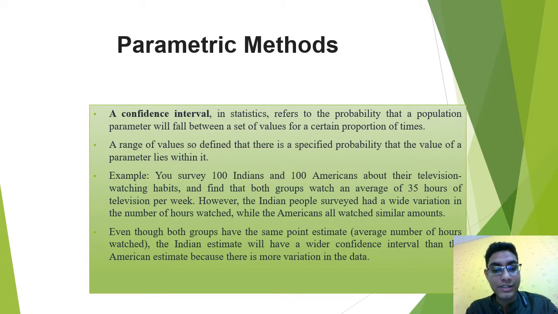Now, a confidence interval in statistics refers to the probability that a population parameter will fall between a set of values for a certain proportion of time. It is a range of values so defined that there is a specified probability that the value of the parameter lies within it. For example, you survey 100 Indians and 100 Americans about their television watching habits and find that both groups watch an average of 35 hours of television per week.